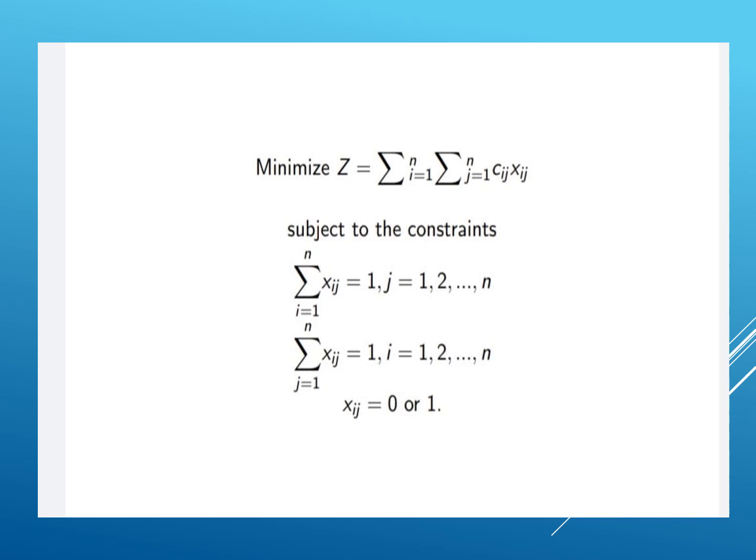Minimize z is equal to summation i is equal to 1 to n, summation j is equal to 1 to n, Cij Xij, subject to the constraints, summation i is equal to 1 to n, Xij is equal to 1, where j is equal to 1 to n, summation j is equal to 1 to n, Xij is equal to 1, where i is equal to 1 to n, Xij is equal to 0 or 1. This is the mathematical formulation of assignment problem.